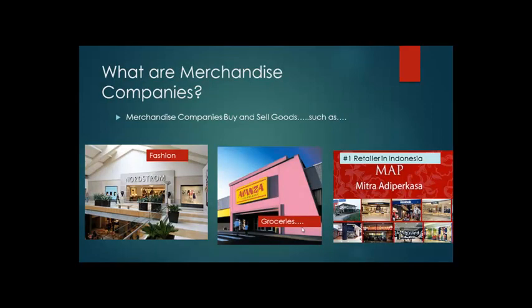So what are examples of merchandise companies? Merchandise companies buy and resell goods such as Nordstrom, fashion, such as Avanza, groceries, and Mitra Adiperkasa, a number one retailer in Indonesia. What do all of these firms have in common? They all buy products and resell them. Unlike a manufacturing company which buys raw material, builds it into something new, and resells it.